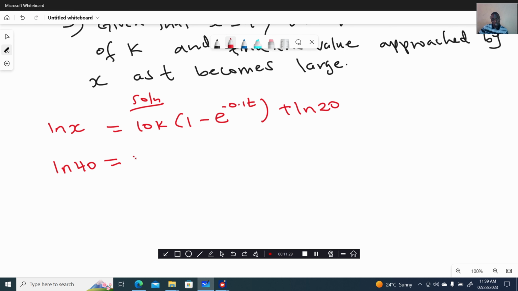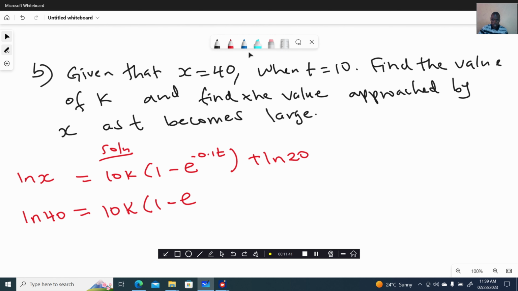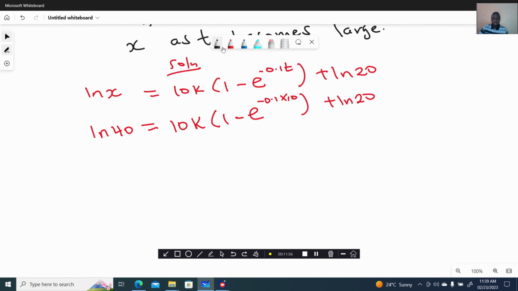ln 40 equals 10k into bracket 1 minus e to the power of, so the value of t is equal to 10, as we've been given here, e to the power of negative 0.1 times 10, then plus ln 20. So let's get the value of k. We'll apply the laws of logarithms here.